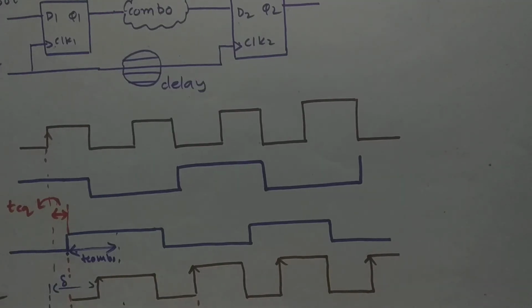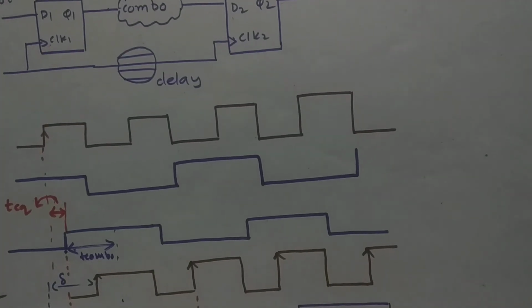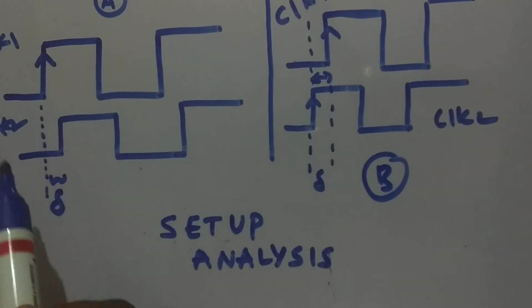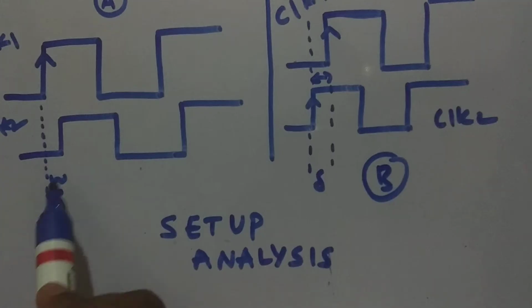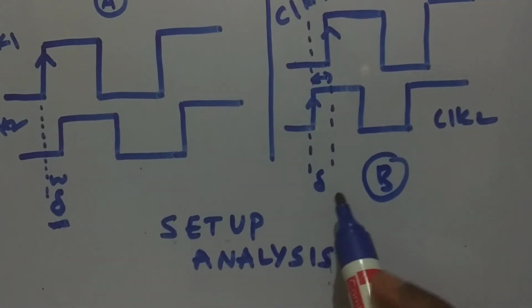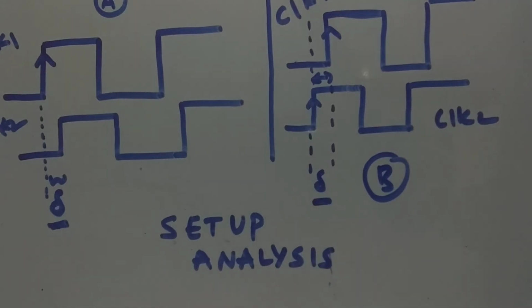I'm going to take 2 examples and clear all your doubts in setup and hold time. Hey guys, now I'm considering 2 cases, A and B. In case A, for clock 2 we are getting the clock after a delta of delay, and here we are getting clock 1 after a delta of delay, and I'm considering the same circuit. Don't forget that I'm considering 2 flops with some combinational delay in between.